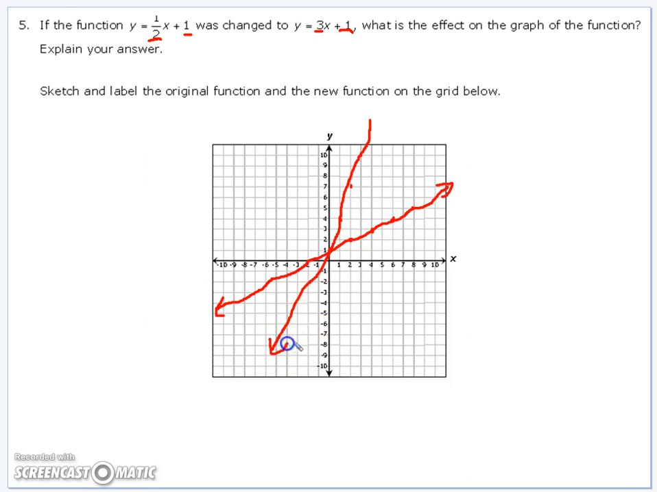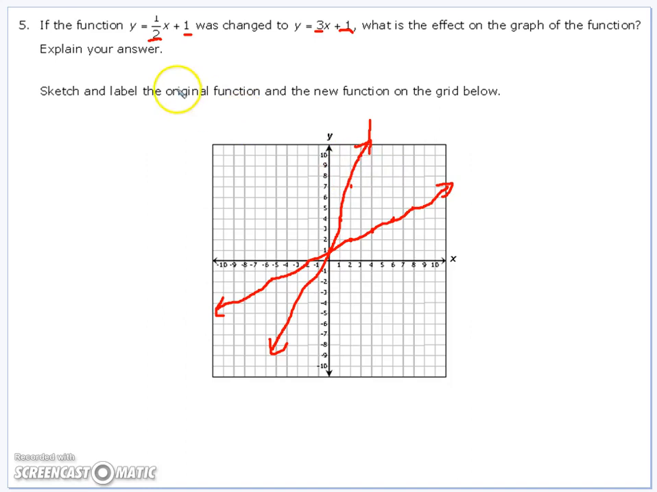So interestingly, sorry, that's not very straight. Again, using your straight edge to draw these makes a big difference. But you can still tell pretty obviously that the slope is much steeper for the line y equals 3x plus 1 than it is for the one y equals 1/2 x plus 1. So you have a much steeper graph, meaning that it's rising much quicker as it runs over 1 each time.